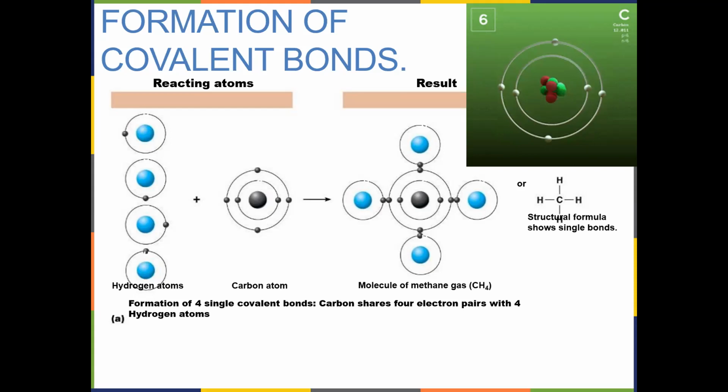Hydrogen, over on the left, has 1 electron in its valence shell, its orbital, its outermost shell. It would like to fill up that valence shell. It would like to have 2 electrons in there.